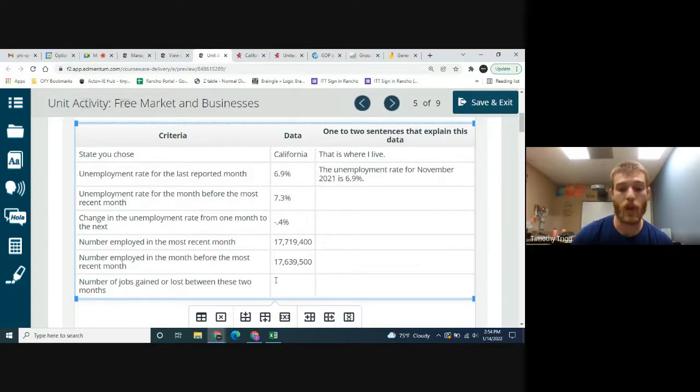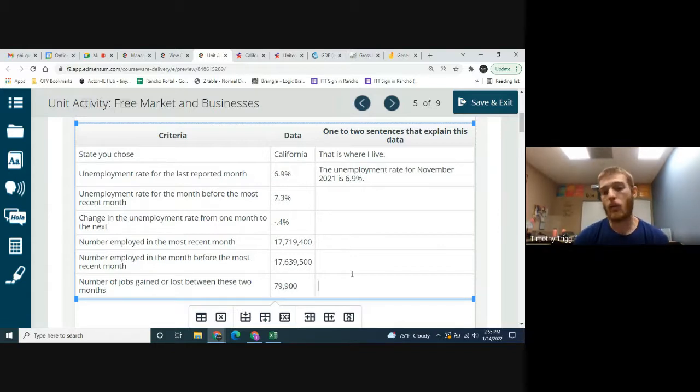All right, so the number of jobs gained, you simply subtract these. So in our case, the number of jobs gained, do I have a calculator here? Yeah. Okay, so I'm just going to subtract these. So the number of jobs increased by 79,900. Okay, which is good.